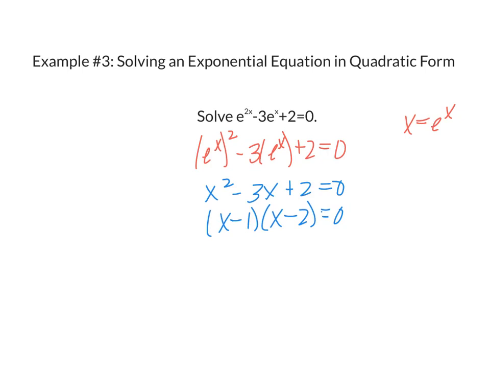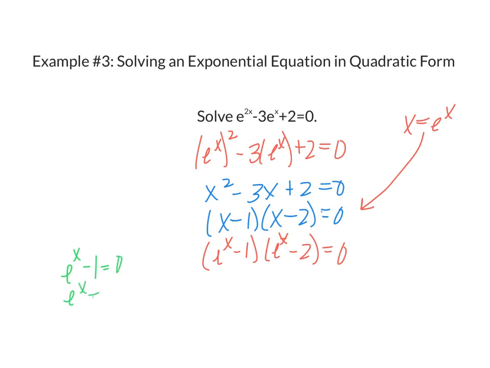Okay, since that's as far as we can go with factoring those, we're going to substitute x as e to the x back into our problem. So this is e to the x minus 1 and e to the x minus 2 equal to 0. All right, since that's as far as we can go for those, we need to set each one of these equal to 0. So I'm going to switch colors again. If I take this first one, e to the x minus 1, and set that equal to 0, that's really e to the x equals 1.